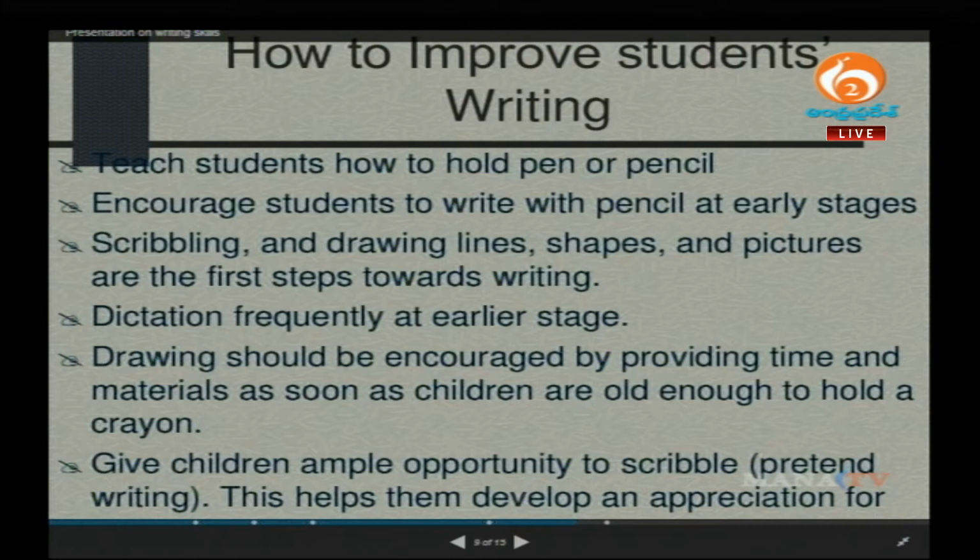Dictation frequently at early stages, then we have scribbling and drawing lines just to ensure that we follow some stages of writing. Drawing should be encouraged by providing time and materials. Give children ample opportunity, that is not necessarily at your stage. Maybe we can discuss more about essay writing right now.